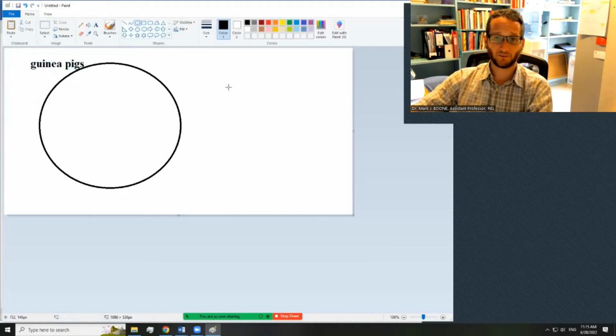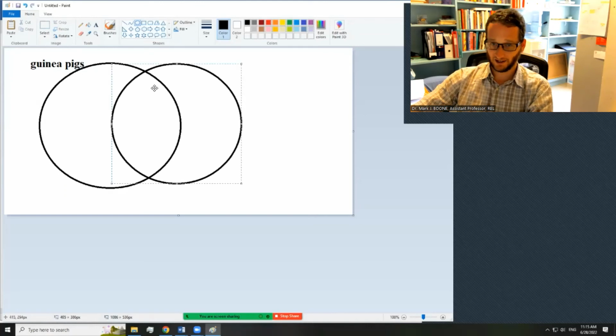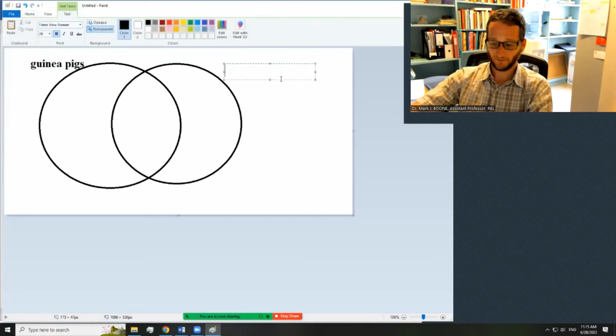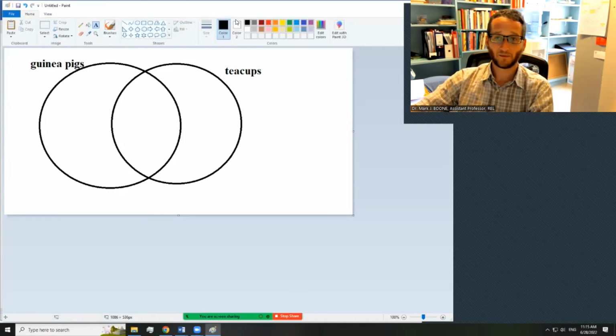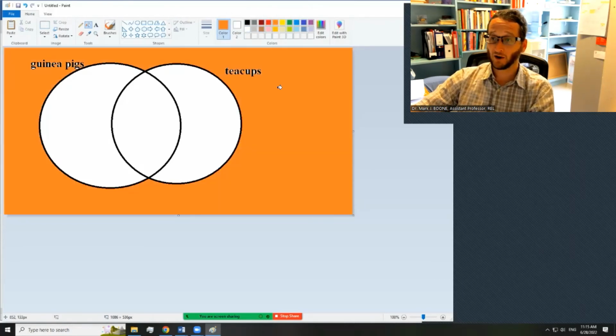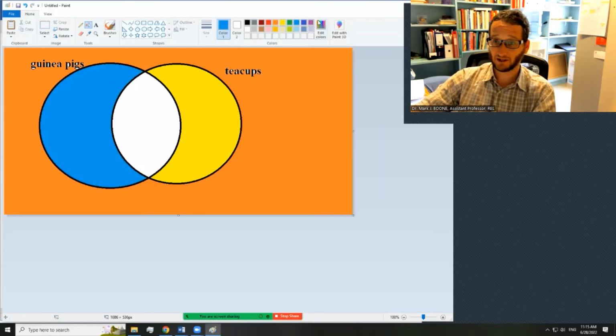Okay, next circle bisects reality into further categories. It bisects this category of things that are not guinea pigs, outside the circle, into things that are not guinea pigs or teacups, and things that are not guinea pigs but are teacups. And then within the guinea pig circle, it's bisected the guinea pig category into things that are guinea pigs, and things that are guinea pigs and teacups.